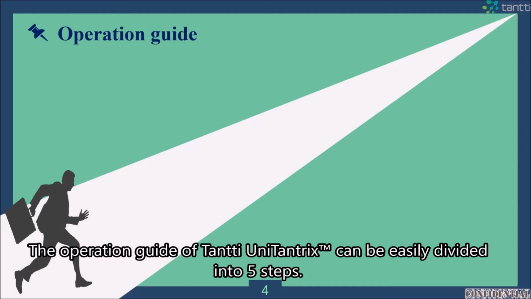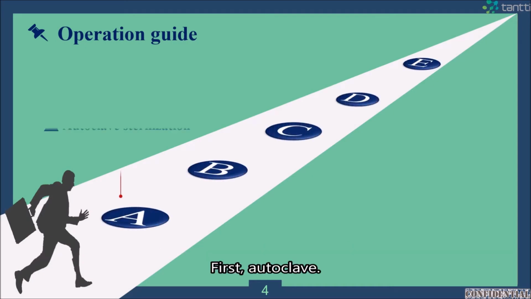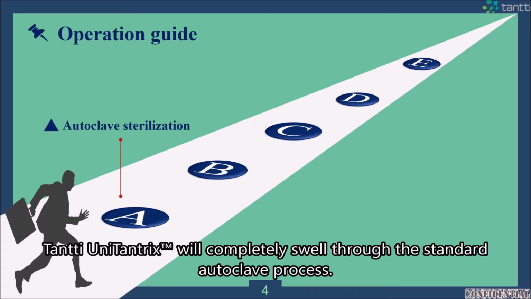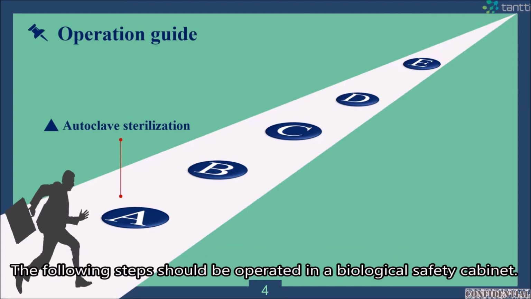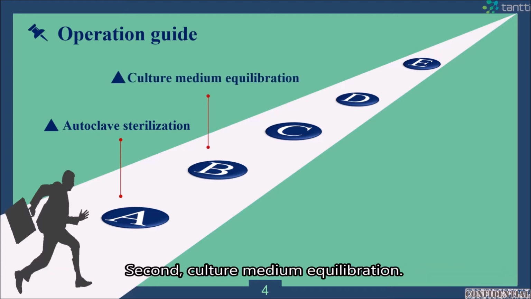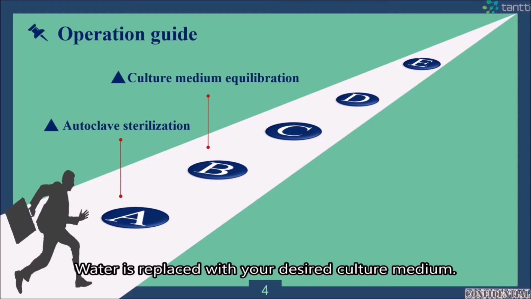The operation guide of Tanti UniTantrix can be easily divided into 5 steps. First, autoclave. Tanti UniTantrix will completely swell through the standard autoclave process. The following steps should be operated in a biological safety cabinet. Second, culture medium equilibration. Water is replaced with your desired culture medium.